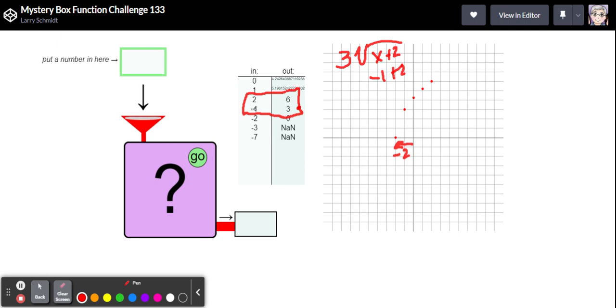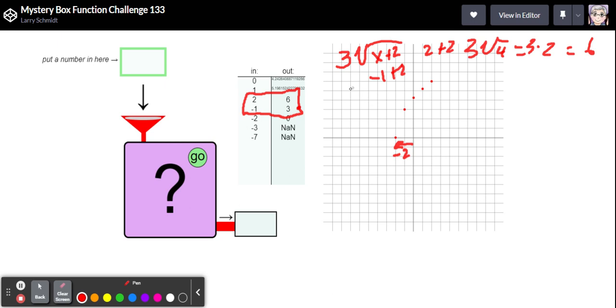But let's check and see if that works with a 2. So if I put a 2 in here, we would get 2 plus 2. That's 4. We take the square root of 4. That would be 2. And we got 6. Well, if you multiply that then by 3, you get 6. So it looks like our multiplier is 3.